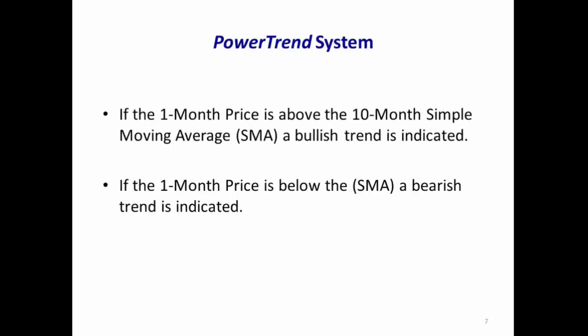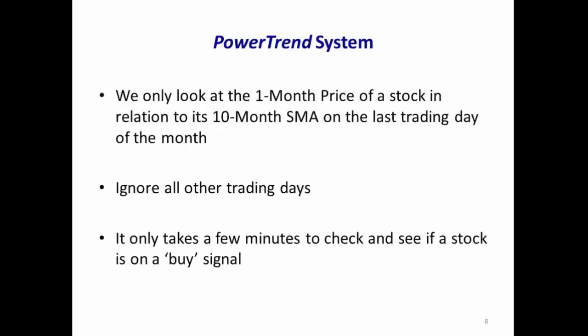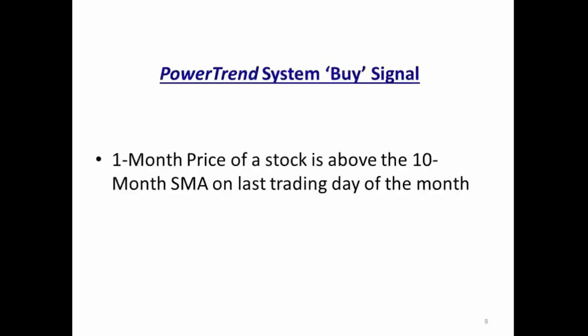And if the 1-month price of a stock is above the 10-month simple moving average, then a bullish trend is indicated. And if the 1-month price is below the simple moving average, a bearish trend is indicated. Now, we only look at the 1-month price of a stock in relation to the 10-month simple moving average on the last trading day of the month. And then we ignore all other trading days. So it only takes a minute to check and see if a stock is on a PowerTrend buy signal by pulling up the charts, which we'll show you shortly.